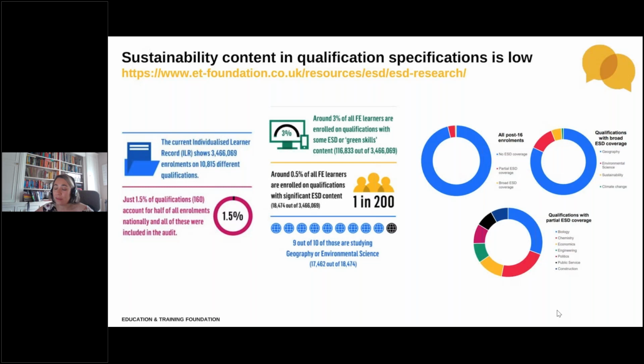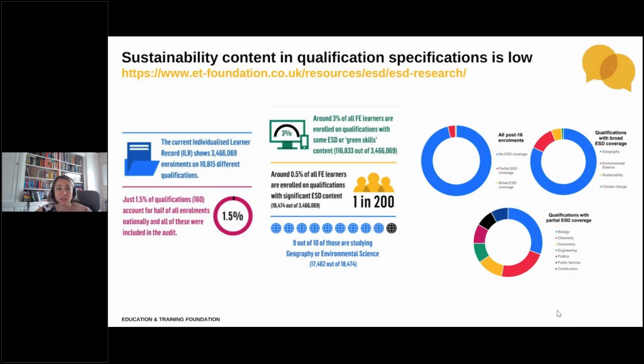And so it was a fairly blunt study, but I think it does show that at the moment the qualifications landscape is slightly behind the curve in terms of really including the kinds of content that learners need to be able to develop their sustainability knowledge, skills and behaviours.